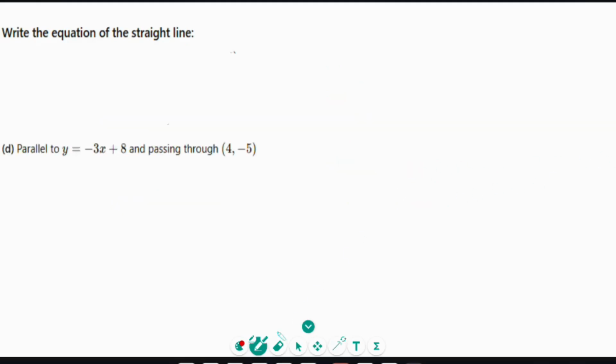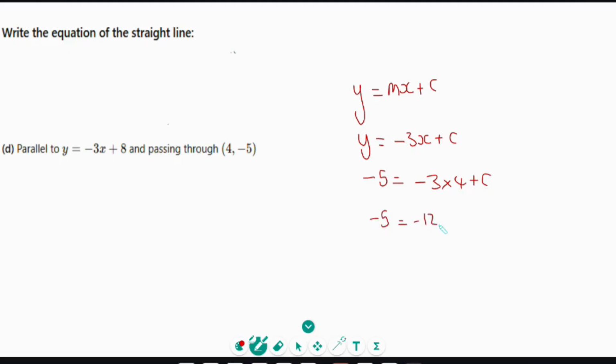Last one, part D. Gradient's -3. Add 12 to both sides to make c the subject. So we have y equals negative 3x plus 7.